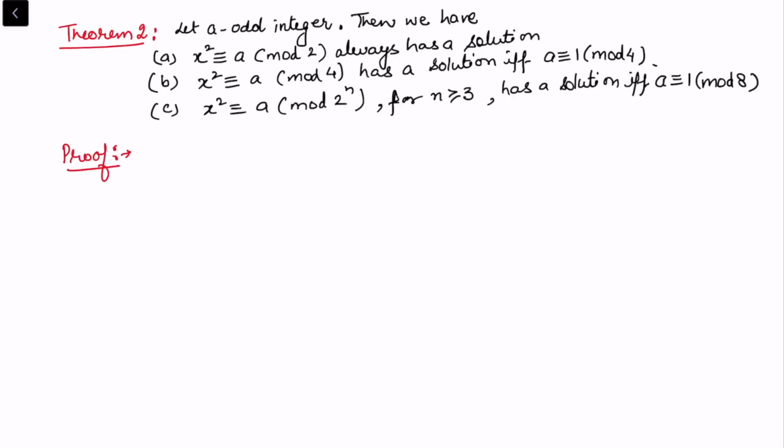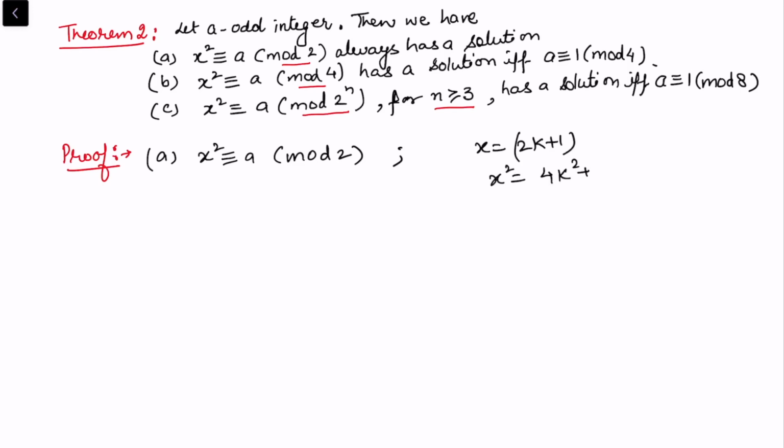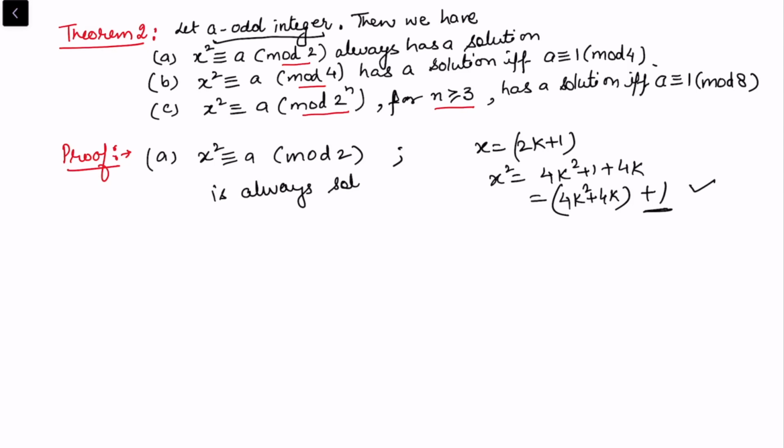Now let's prove theorem 2, where I have moduli 2, moduli 4 and moduli 2 to the power n, n greater than or equal to 3. For the first case, this result is obvious. When we say x square is congruent to a modulo 2, this always has a solution. Whenever I take x equal to some odd value, say 2k plus 1, x square becomes 4k square plus 4k plus 1. Whenever we have this plus 1 and a is an odd integer, for every odd quantity we get a solution. So this is always solvable, and hence it has a solution. So the first result holds trivially.